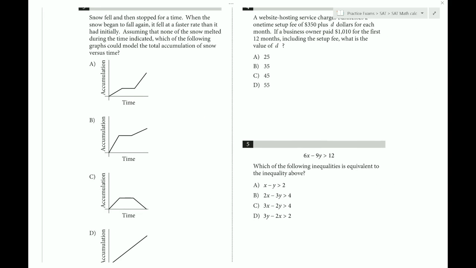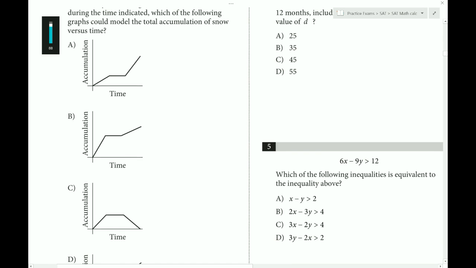Snow fell and then stopped for a time. When the snow began to fall, it fell at a faster rate than it had initially. Okay, so the faster rate comes at the end, okay? So that means we're looking for the end to be steeper than the beginning and a flat in the middle, so choice A.